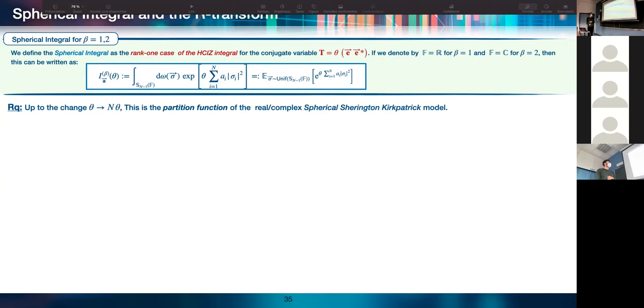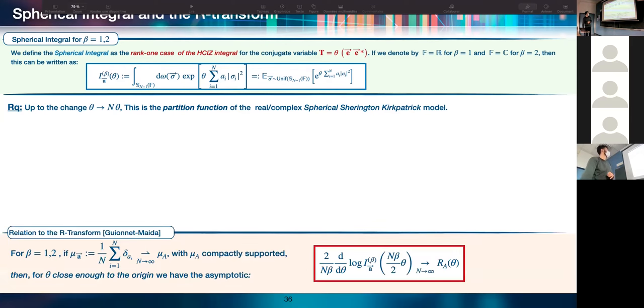And if you are from the physics literature, here you recognize the partition function of what is called the spherical Sherrington-Kirkpatrick model. That's a remark, but nevertheless worth mentioning. And the reason I'm interested in this object is that it's related to the R transform in the large N limit. So if you take the parameter theta to be fixed and close enough to the origin, and you take your diagonal matrix A to converge to some compactly supported measure mu_A, then you do some rescaling by N beta over two, and what you obtain is that the log of this spherical integral is related to the R transform.